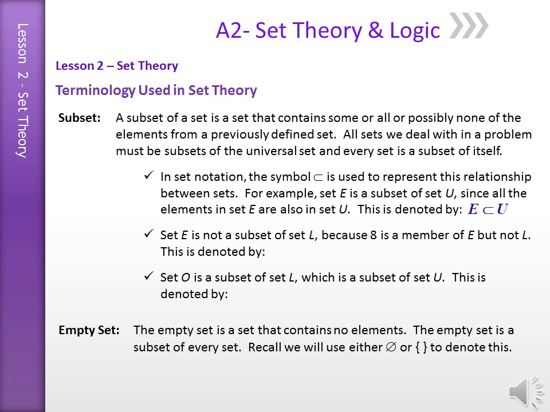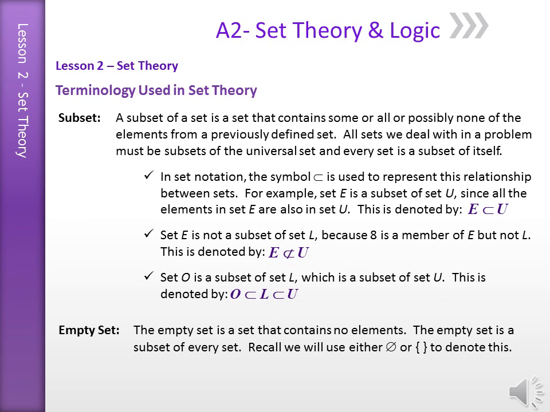Set E is not a subset of set L, because 8 is a number of E, but not of L. This is denoted by E is not a subset of L. So that's that funny sideways U with a slash through it. Set O is a subset of set L, which is a subset of U. So we can string these along and this can be denoted by O is a subset of L, which is a subset of U.